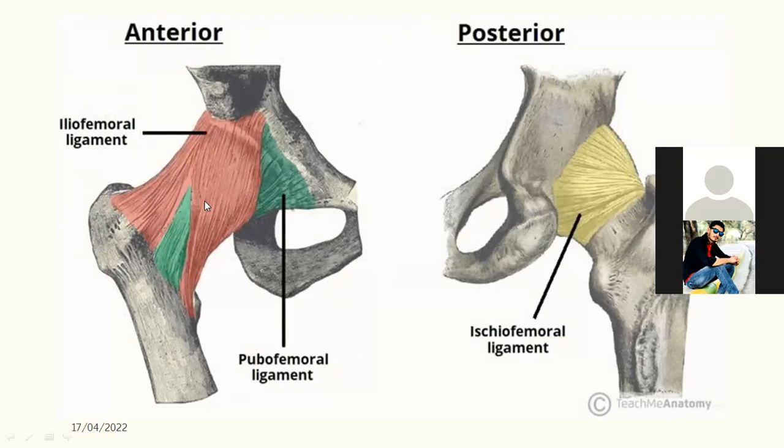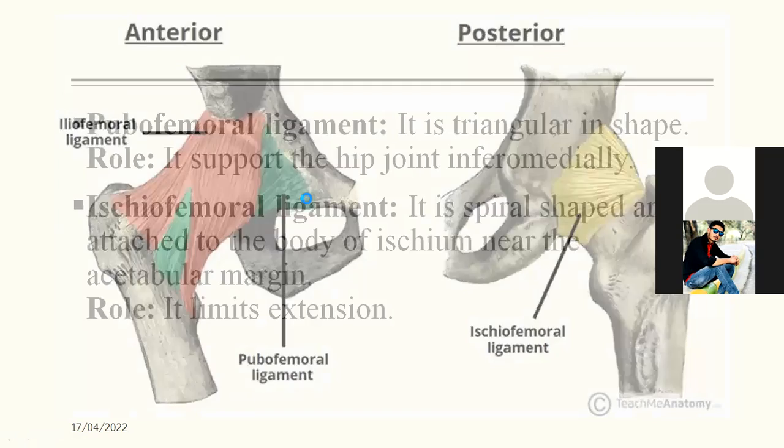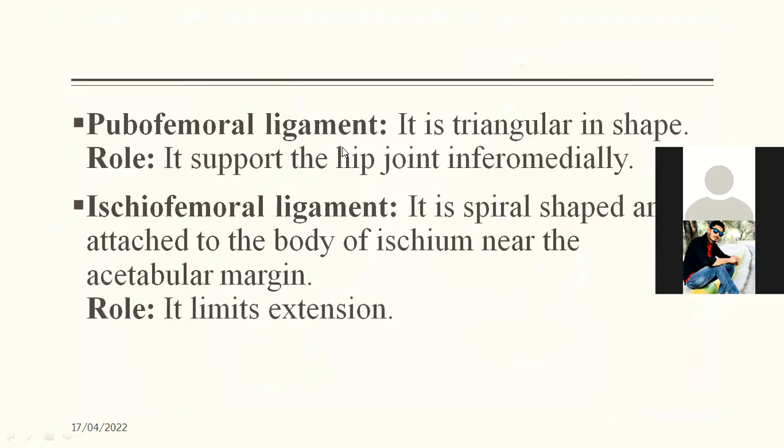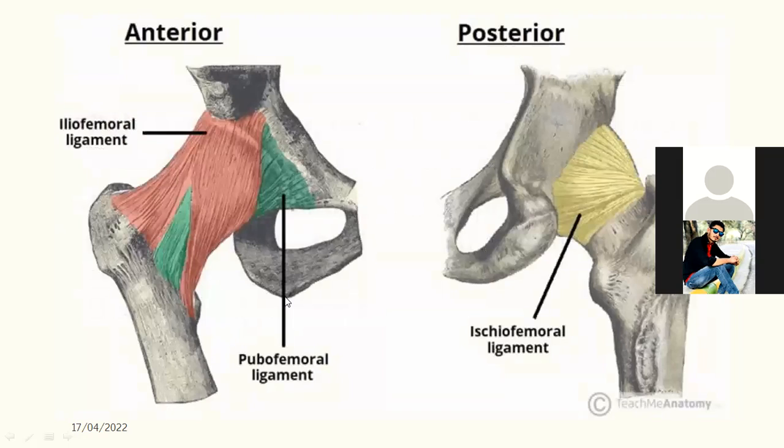Inverted Y shape. Its role is to prevent the overextension of the trunk. And the second one is the pubofemoral ligament. It is triangular in shape and supports the hip joint inferomedially. This is the pubofemoral ligament, which supports the joint inferomedially.